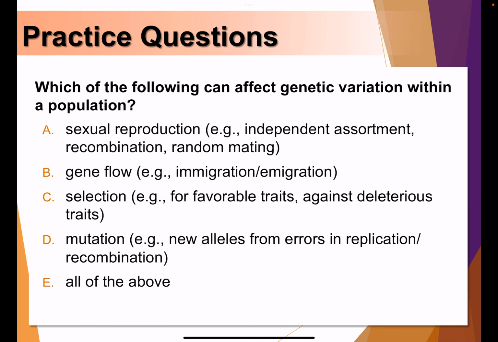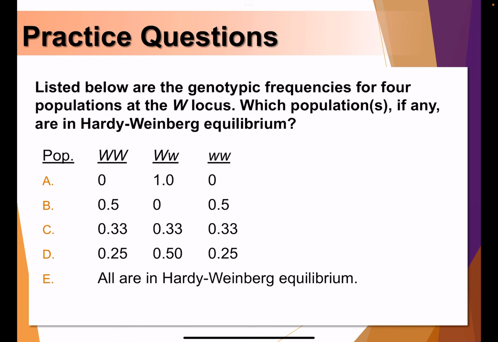So which of the following can affect genetic variation within a population? All of the above. In order to have genetic variation, all of these things will affect it, whether increase or decrease. Now listed below are genotypic frequencies for 4 populations at the W locus, or the gene. So which population or populations, if any, are in Hardy-Weinberg equilibrium?